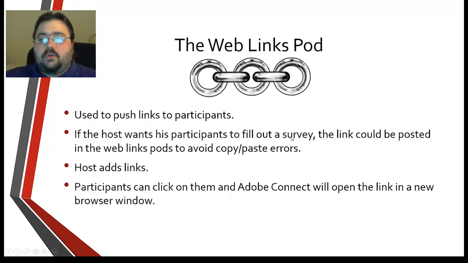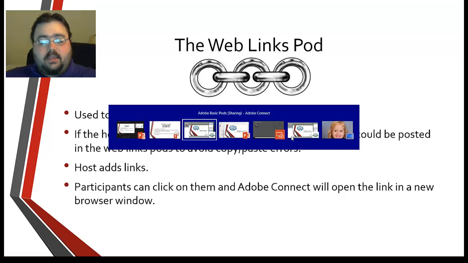Next thing that we're going to look at is the Web Links Pod. Web links, basically they're used to push links to participants. If the host wants his participants to fill out a survey, for example, the link could be posted in the Web Links Pod to avoid any copy-paste errors and generally speed things up. The host will add links, participants can click on them, and Adobe Connect will open the link in a new browser window. Let's take a look at that in action here.